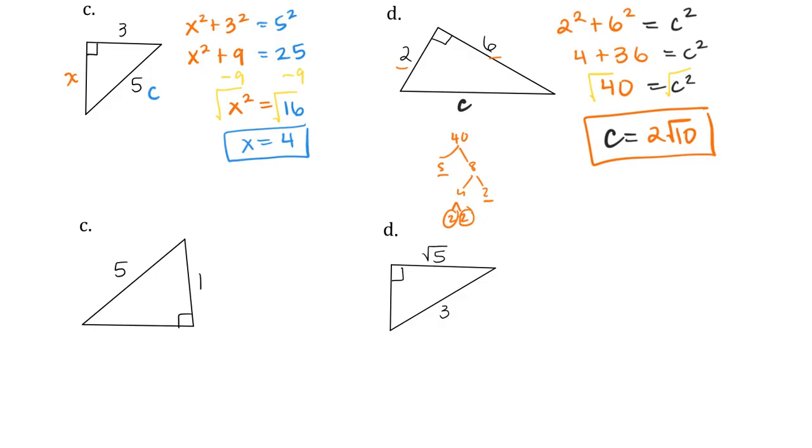Okay, where's my right angle? Right angle, hypotenuse. Okay, what letter should I put over here? It's called x. Okay, x squared plus 1 squared equals 5 squared.